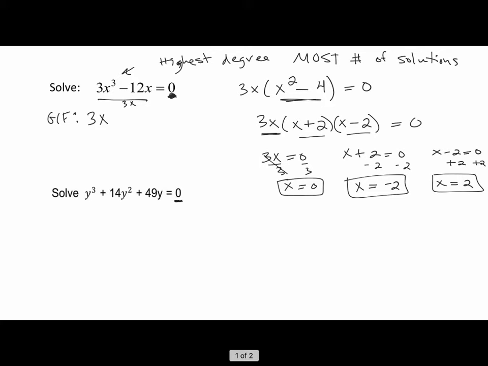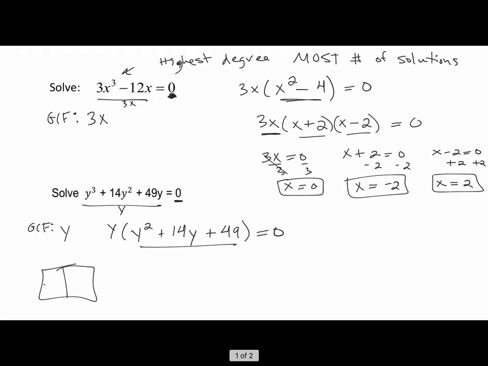Our next example, we want 0 on one side and completely factor the other side. So in this expression, there's a common factor of y. So let's factor that out and divide to see what remains. It's going to reduce each exponent of y by 1, which means the last one cancels out. And then we're left with this trinomial.